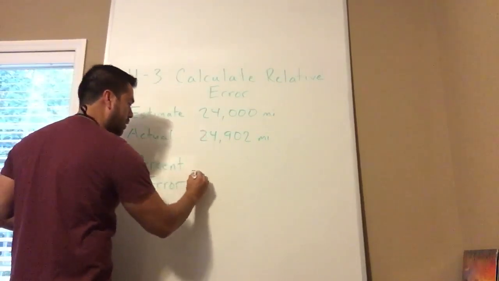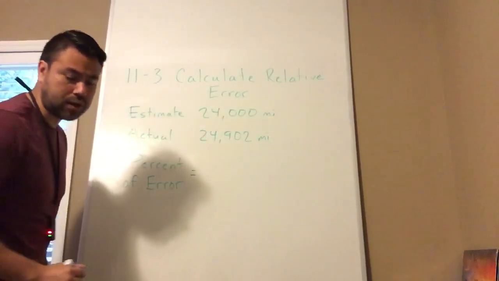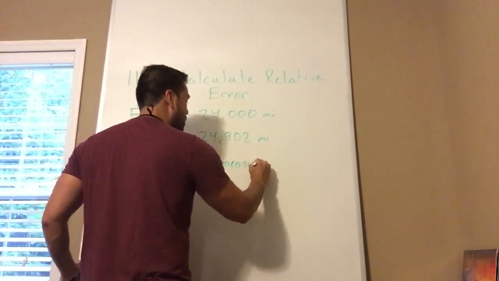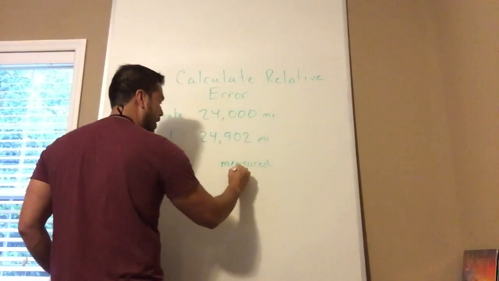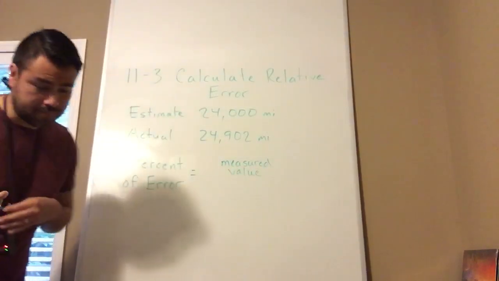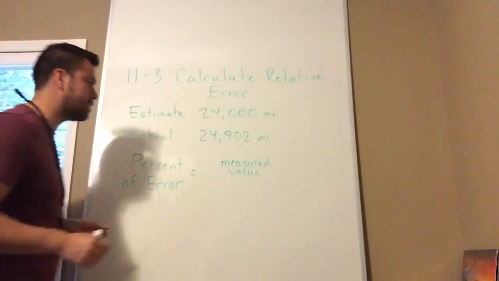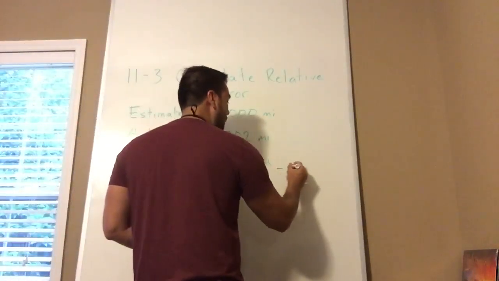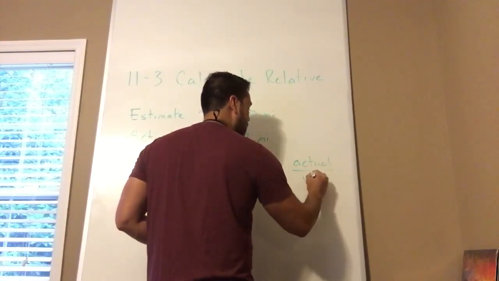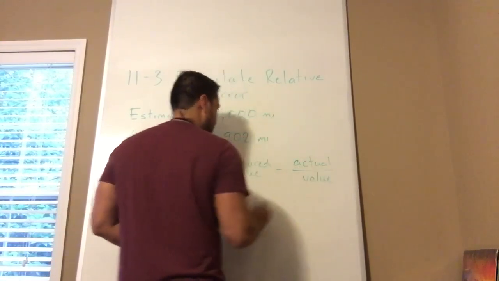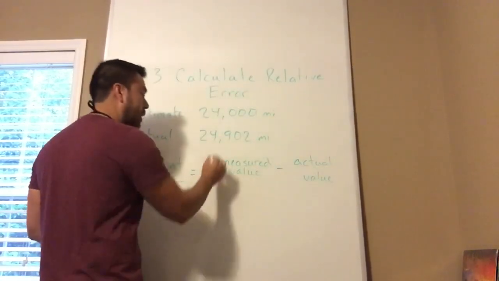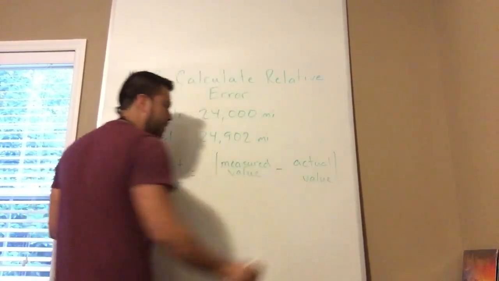So here's our formula for percent of error. We're going to deal with the measured value. Measured is my estimate, right? Measured value is my estimate. What did I measure it to be? What did I estimate it? And then we're going to subtract the actual value. And we always get the absolute value of that.